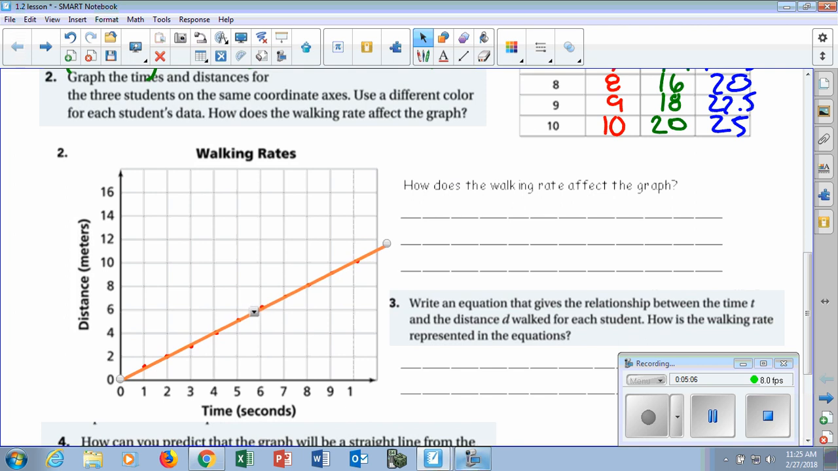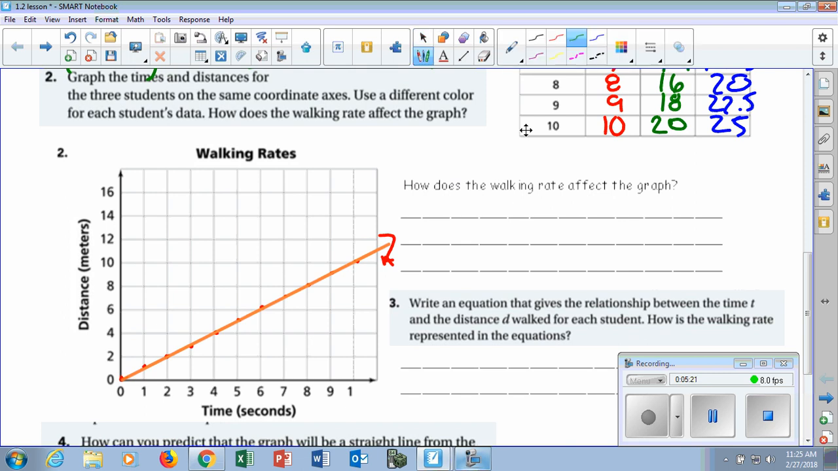oops, let's move this. Let's see how accurate. There it goes. Okay, that looks pretty good. And if you don't have multiple colors, you can just label this as A over here so that you know that you labeled A as Elena. So my red line is Elena.